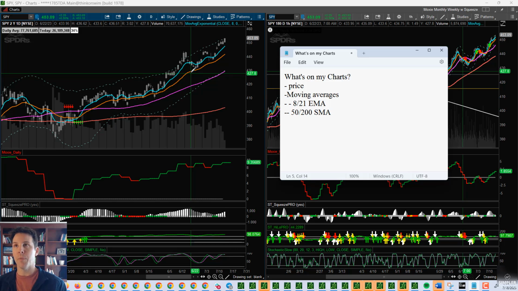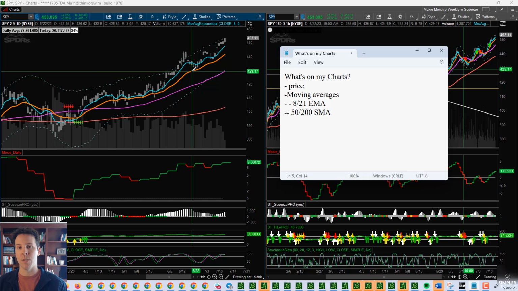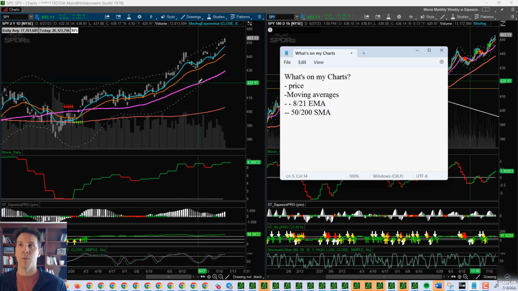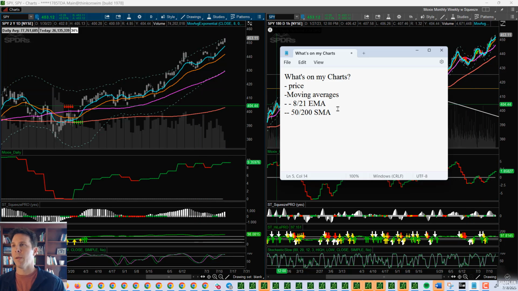Other things you could do is you could make certain moving averages thicker and others thinner. So, maybe you make the 200 thicker if it's a more important one for you. Or if the 50 is really important, maybe make it thicker and you could do something like that. So I had to find the right one for me.